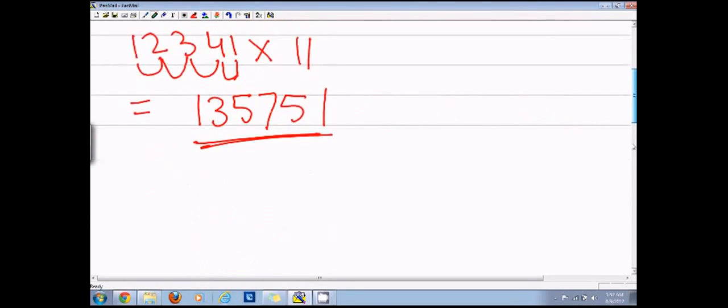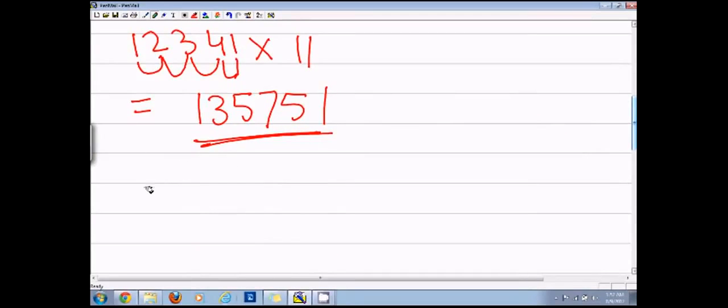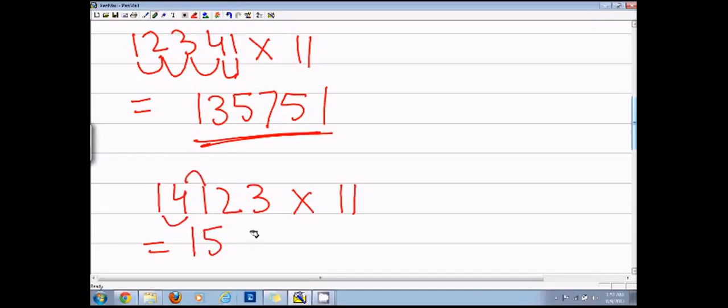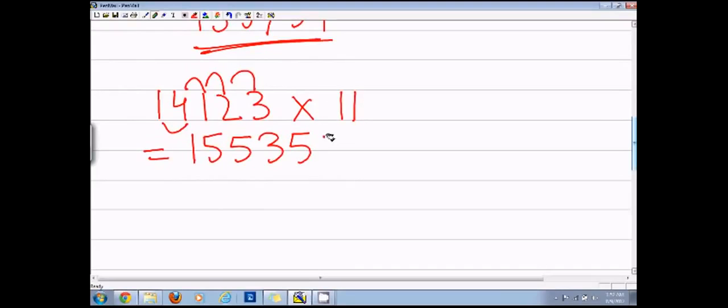In this way we can skip all this writing and solve the problem quickly. Another example will be 14123. If you multiply it by 11, the answer will be 1, then 4 and 1 is 5, 1 and 4 is 5, 1 and 2 is 3, 2 and 3 is 5, and then we have 3 at the end. So the answer is 155353. Now this method is a quick way.